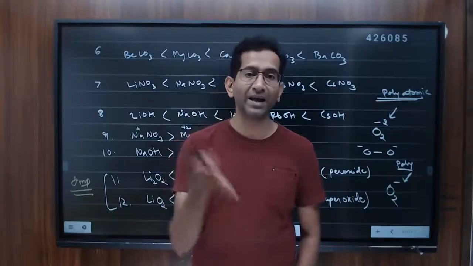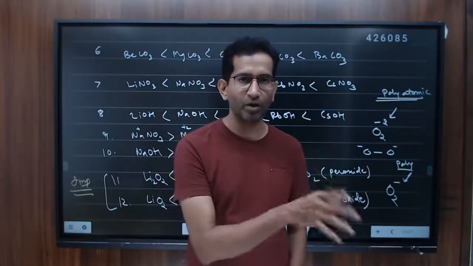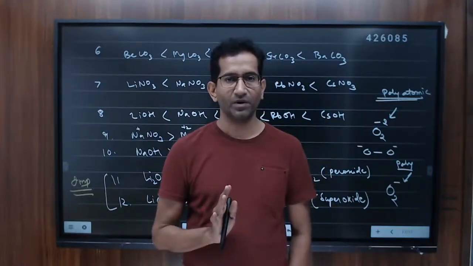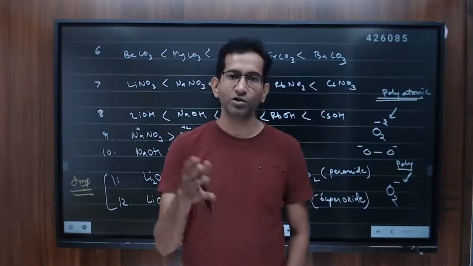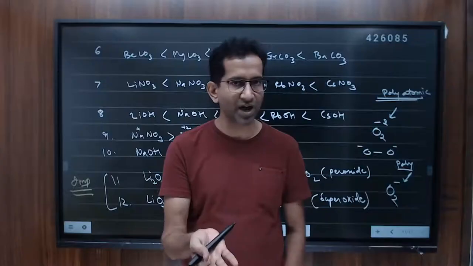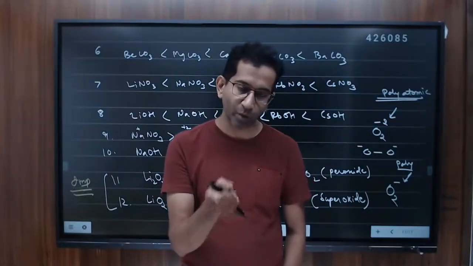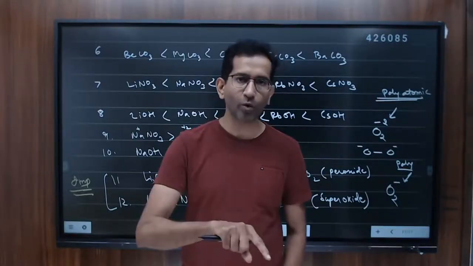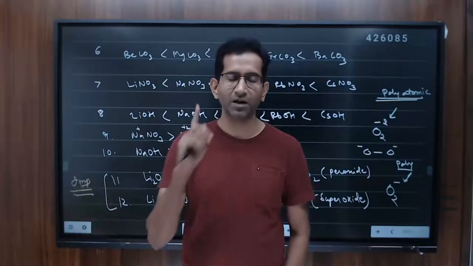But if your ion is a polyatomic ion, you forget lattice energy, you go for polarization. Who will do polarization? Of course, the cation will do the polarization. Small cation, or large charge of cation, will do more polarization. More polarization, more covalent character. More covalent character, less will be the stability. That's it. Let's revise once again.